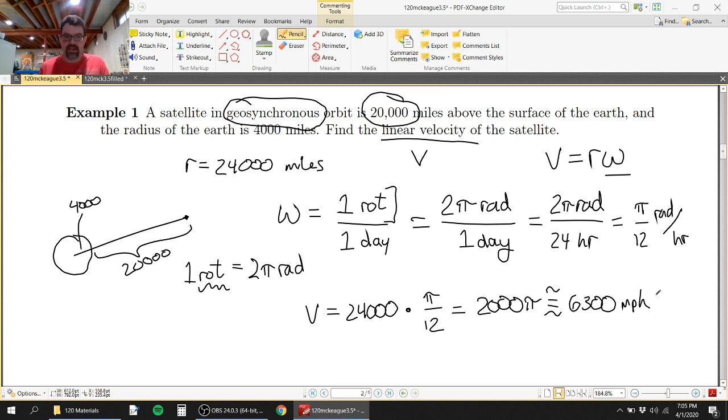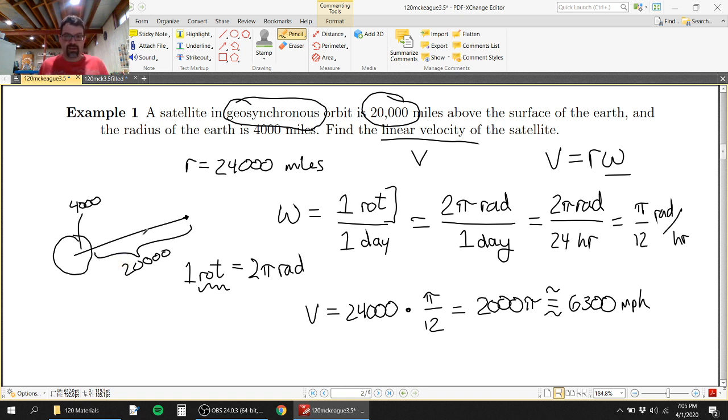So that's the speed it has to be at this distance from Earth. And actually, if you want an orbit that's closer to Earth, you have to go faster. If you're going too slow, Earth just pulls you in and you burn up in the atmosphere. So if you want a smaller orbit closer to Earth, you have to be going faster.